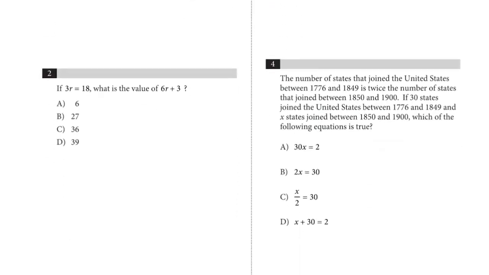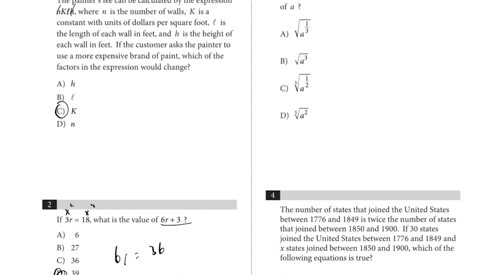Number 2, if 3r equals 18, what is the value of 6r plus 3? Now, I'm just going to multiply each side of this equation by 2. So 6r is equal to 36. Then 36 plus 3, to get that 6r plus 3 is 39. So the answer is D.